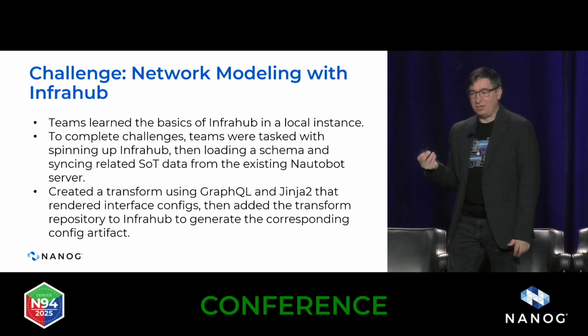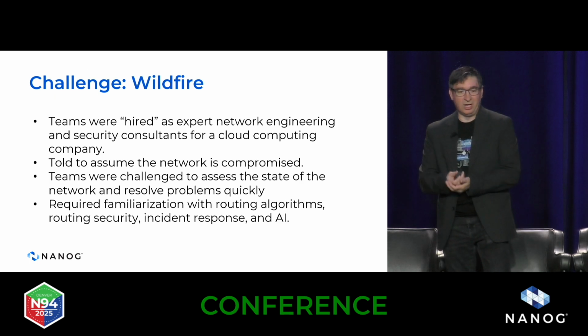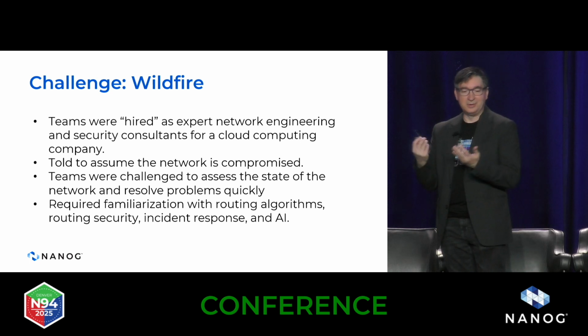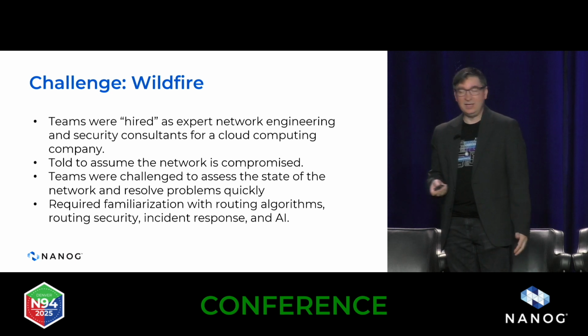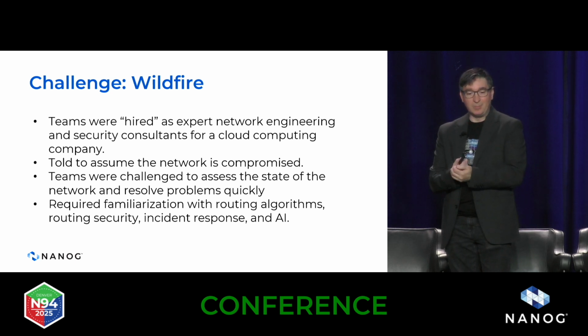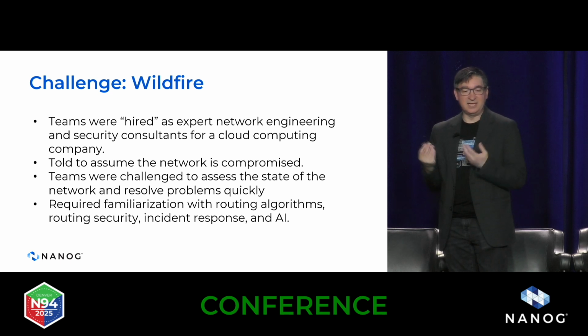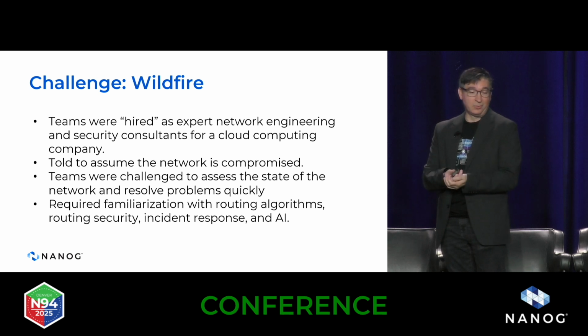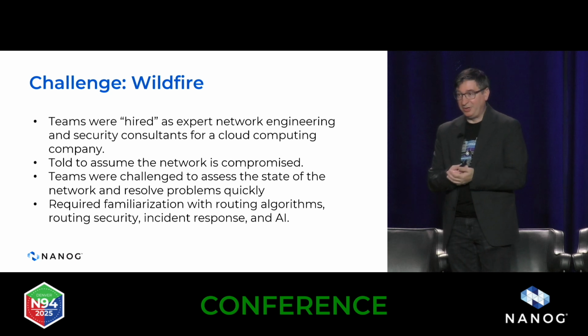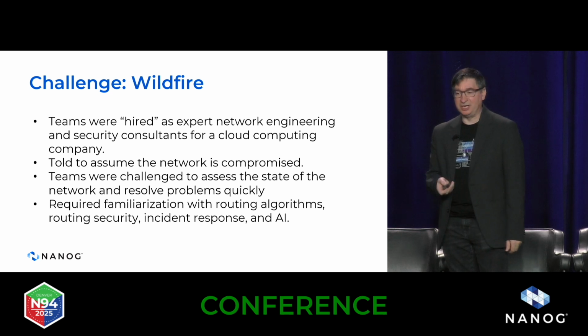On to the last challenge in our series this time. We called this one Wildfire. The teams were hired in a simulated world as expert network configuration, engineering, and security consultants for a theoretical cloud computing company. They were told to assume the network was compromised and then challenged to assess the state of the network and resolve problems quickly. This required familiarization with routing algorithms, routing security, RPKI, incident response, and a little bit of AI thrown in. This was an interesting one to see how the various teams tackled it.